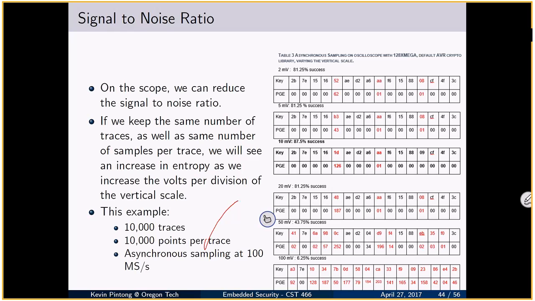You can reduce the number of traces required, the points per trace, and the sampling rate if we use synchronous sampling. Synchronous sampling allows you to reduce the number of points you take, the number of traces you use, and the sampling rate that you also use.